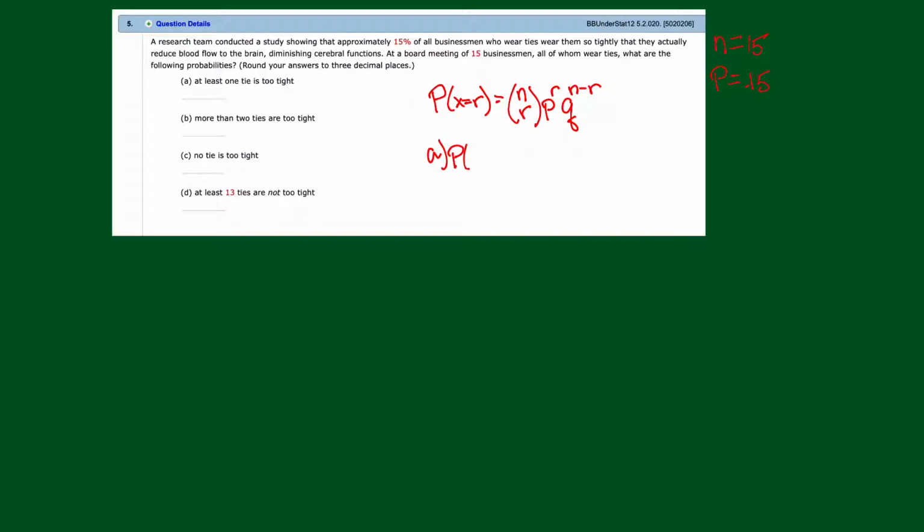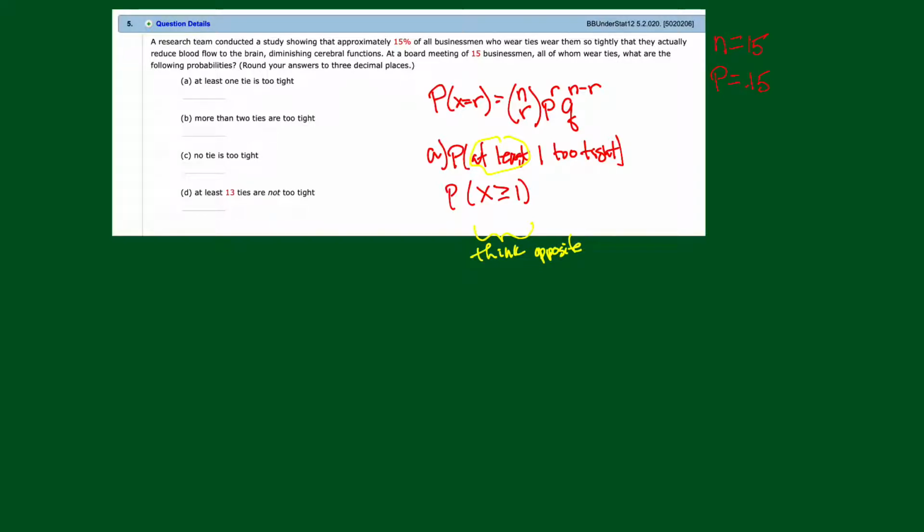What's the probability of at least one is too tight? With these problems, I like to write it in English first, and then I get a feel for what's going on. Well, how do I get at least one? Symbolize it: this means x is greater than or equal to 1. But as soon as I see that "at least," I think opposite. It usually works out more quickly.